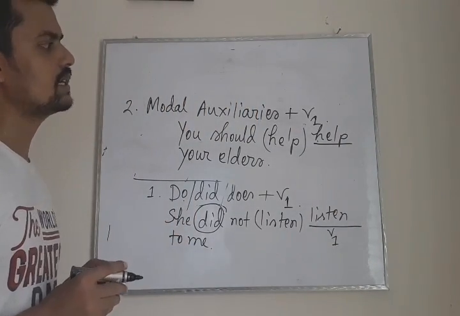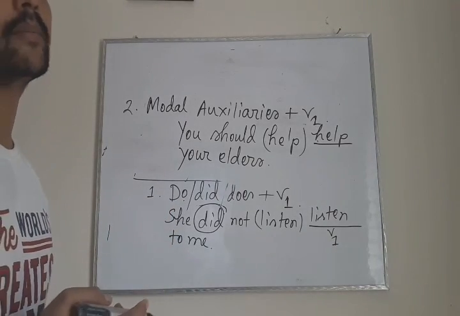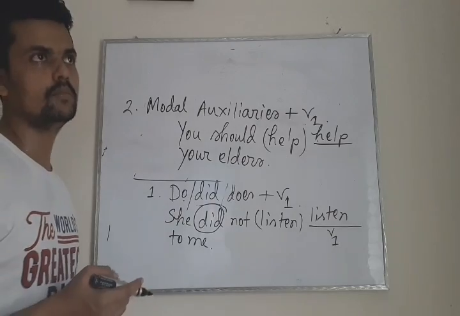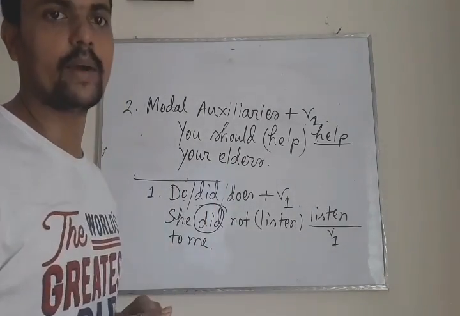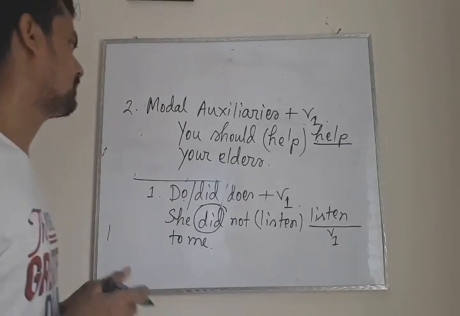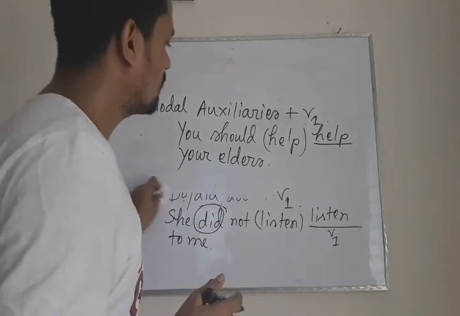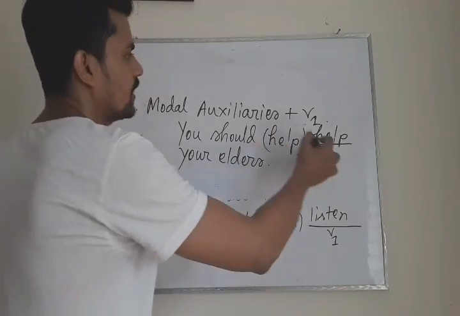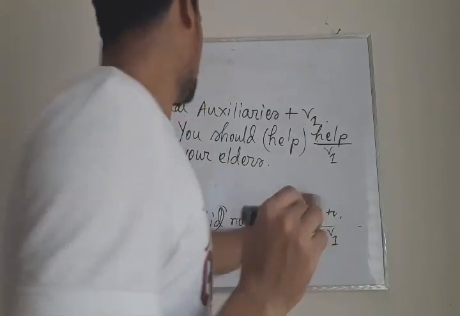How many modal auxiliaries are there? Such as can, could, shall, should, will, would, may, might, have to, has to, am to, is to, are to. After these modal auxiliaries, we write the V1 form. Now, number 3.